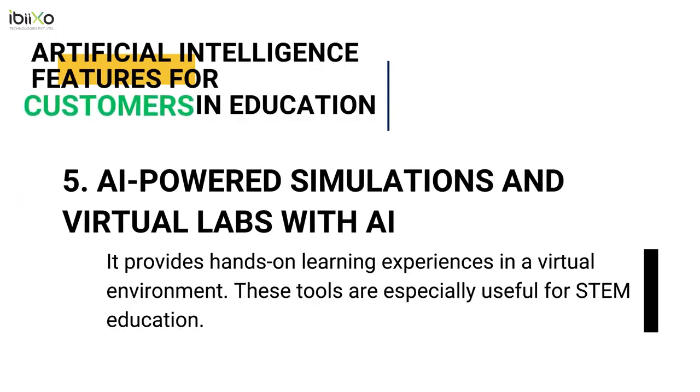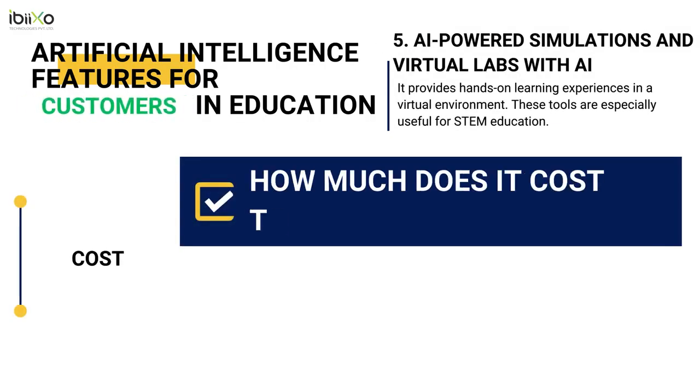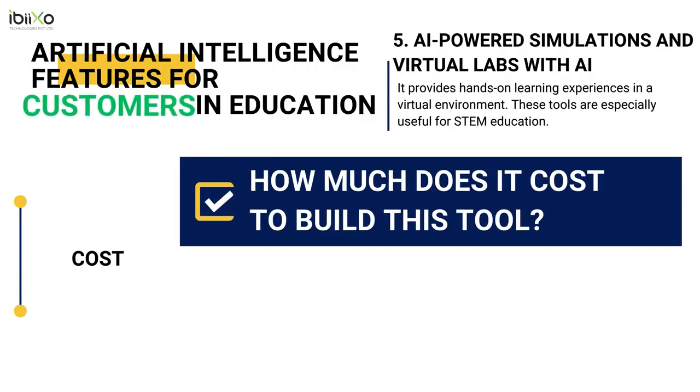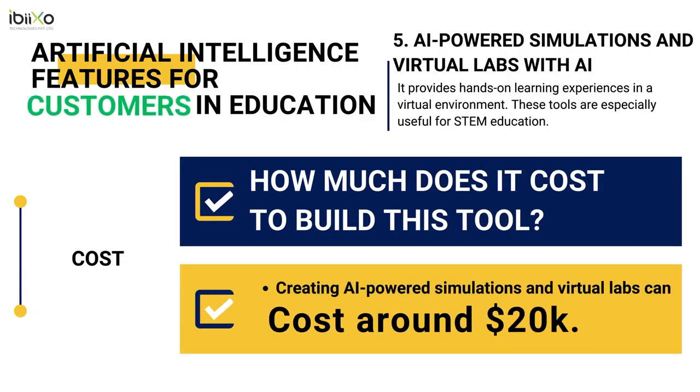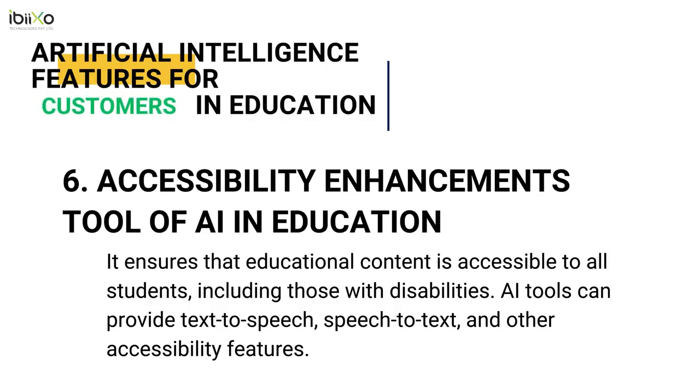The fifth one in the list is AI-powered simulation and virtual labs. It provides a hands-on learning experience in a virtual environment. Now, this can be implemented in various fields of education. These tools are especially useful for STEM education. Now, this would cost around $20,000 for a basic implementation and can go up to a lot more based on the complexity. We need to understand that these are very rough costs because the scope of implementing simulations and virtual labs is very huge.